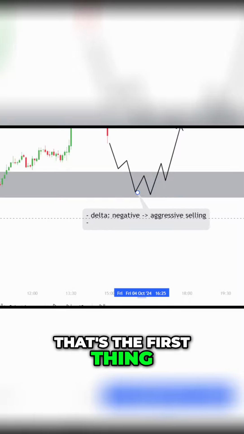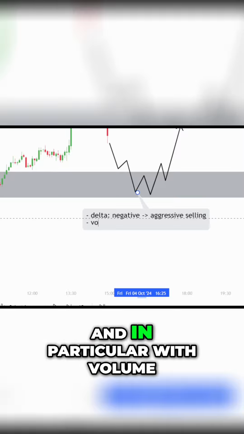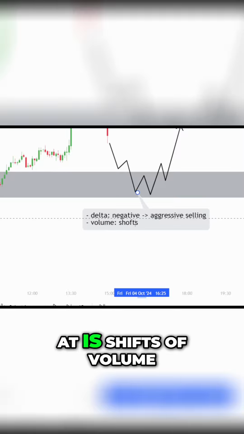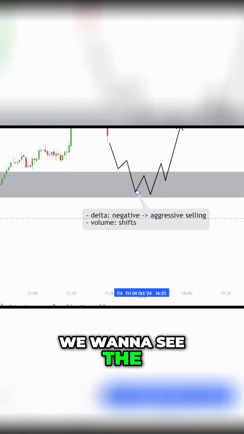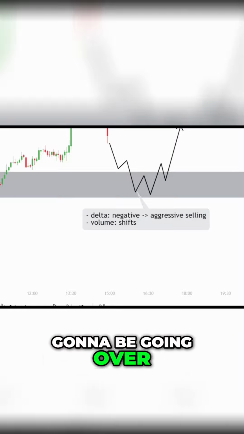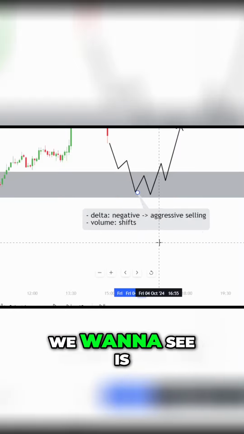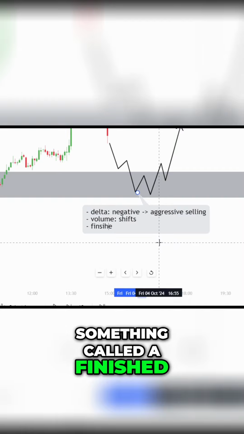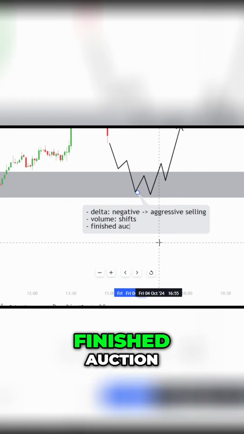That's the first thing. The second thing we want to see is volume. And in particular with volume, we want to look at shifts of volume, right? We want to see the volume shifting, and that's something we're going to be going over on the footprint chart. And the last thing we want to see is something called a finished auction.